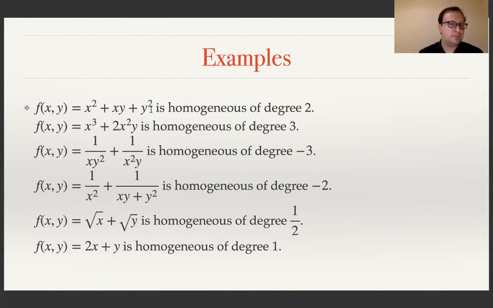Similarly, x cubed plus 2x squared y is a homogeneous function of degree 3. And again, it is a polynomial in two variables. The degree of x cubed is 3, and the degree of x squared y is also 3 because the powers add up to 3.